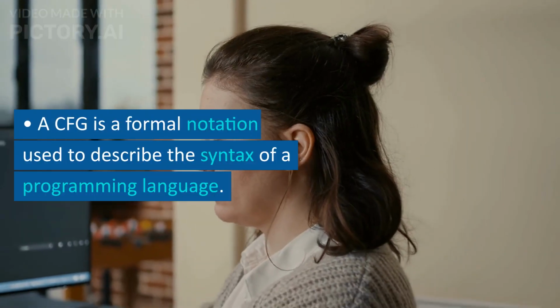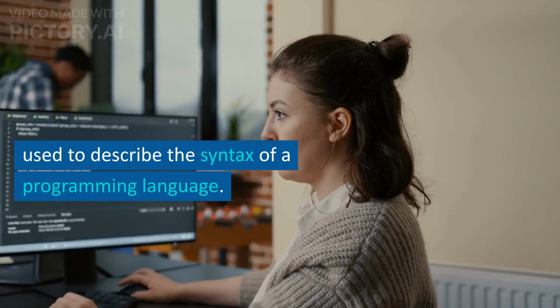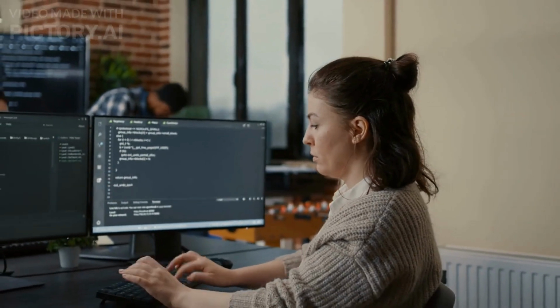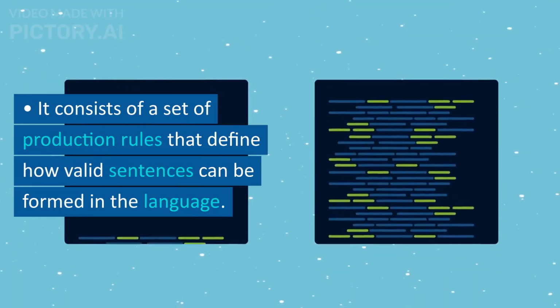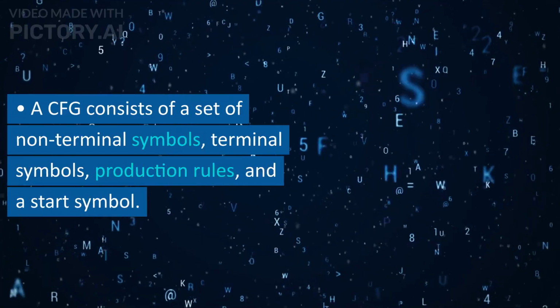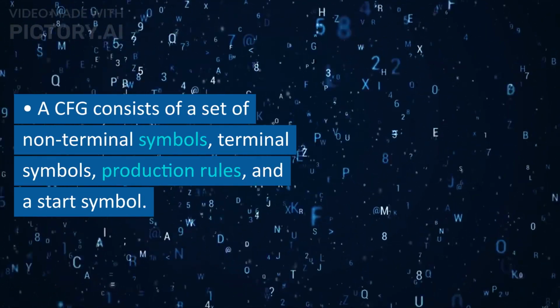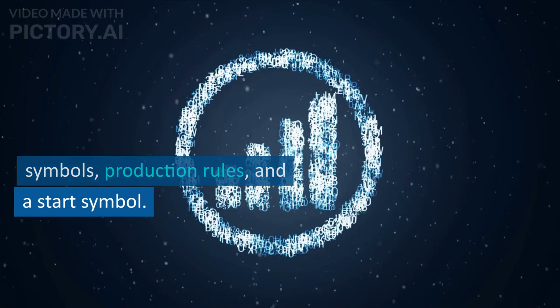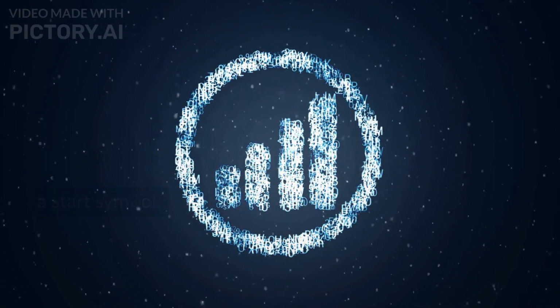A CFG is a formal notation used to describe the syntax of a programming language. It consists of a set of production rules that define how valid sentences can be formed in the language. A CFG consists of a set of non-terminal symbols, terminal symbols, production rules, and a start symbol.